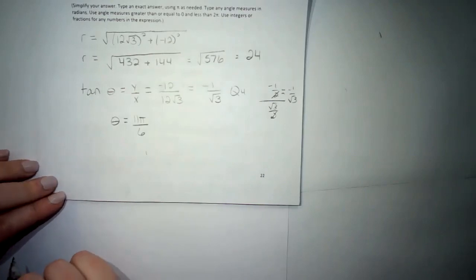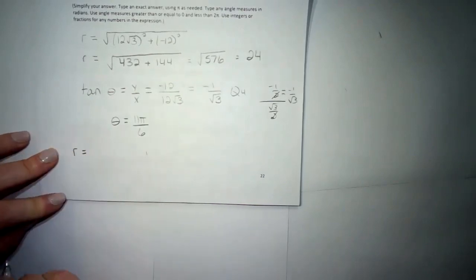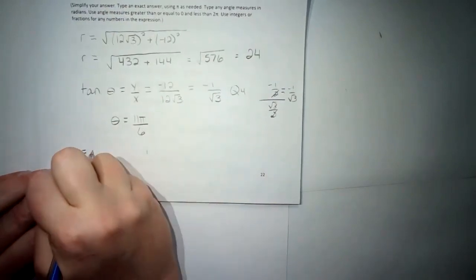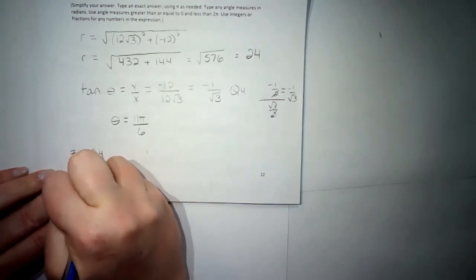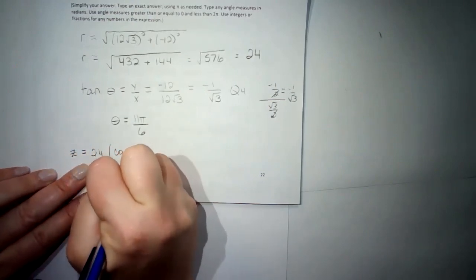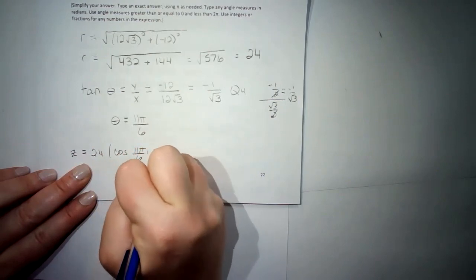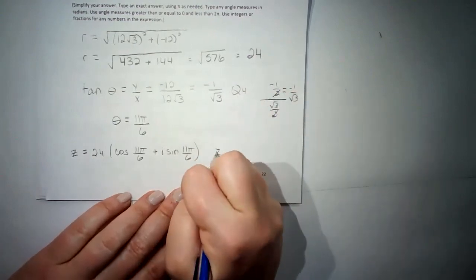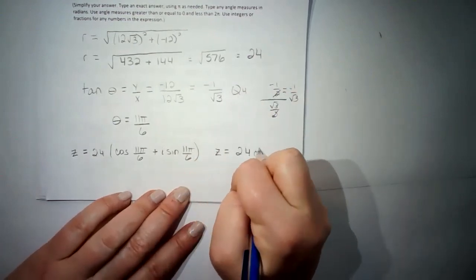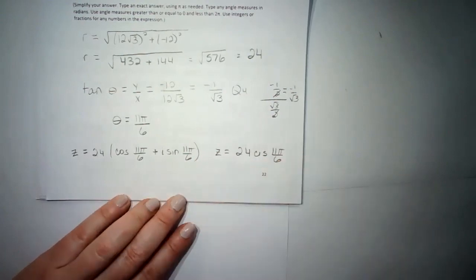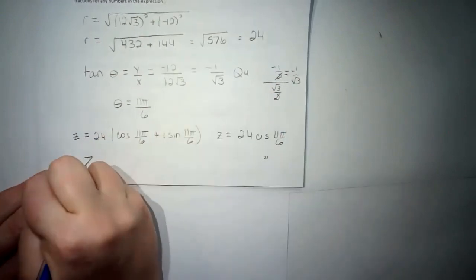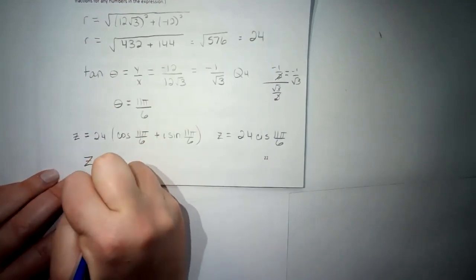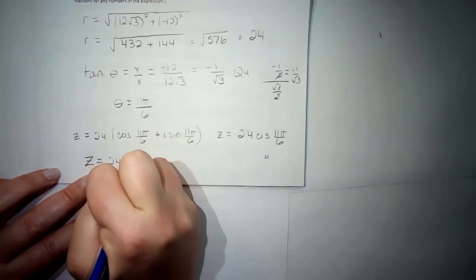Now all I have to do is put this stuff together. Z equals, if we're going to write it out the long way, R parenthesis cosine 11 pi over 6 plus i sine of 11 pi over 6. If you want the shortcut, you're going to do 24 cis 11 pi over 6. All right, let's do exponential form. Exponential form is R e to the i theta.